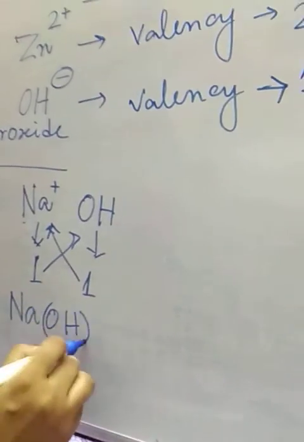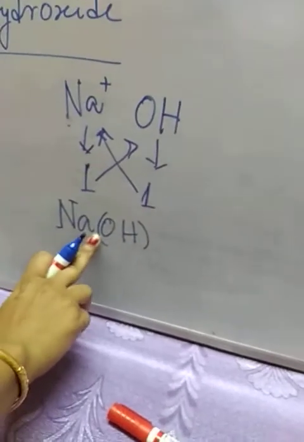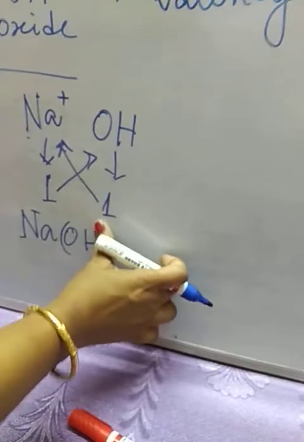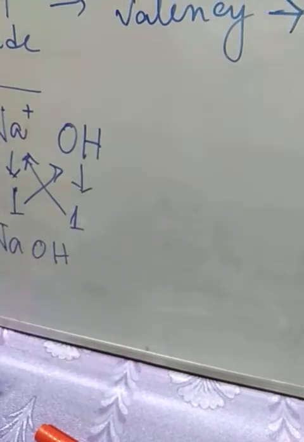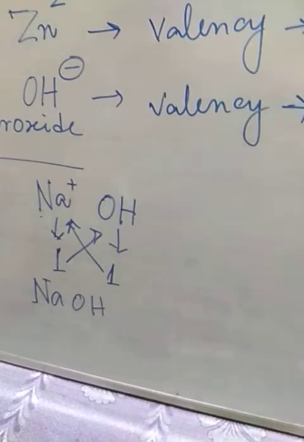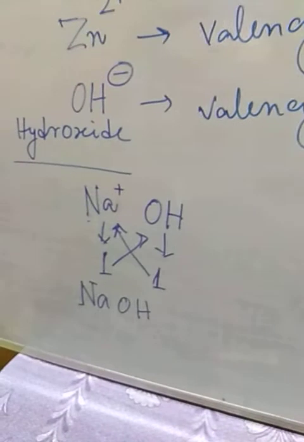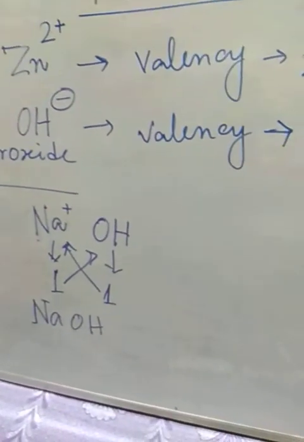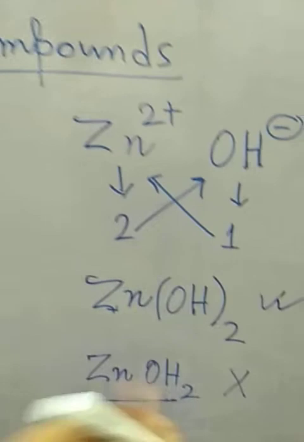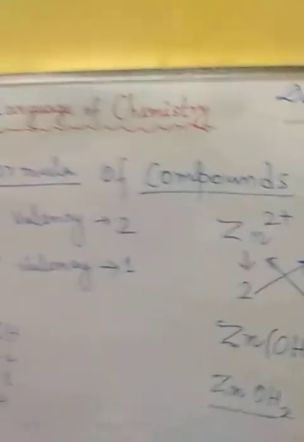As in this case sodium and hydroxide both have the same valencies, here no need to write this 1, and that's why here no need to give this bracket as well. Without bracket also this is right, this is correct. But if any other number we have to write for other valencies, as we have seen for zinc hydroxide, then you must give the bracket, otherwise it is wrong. Okay, so this is the next.